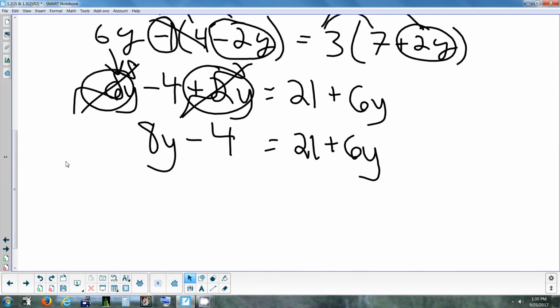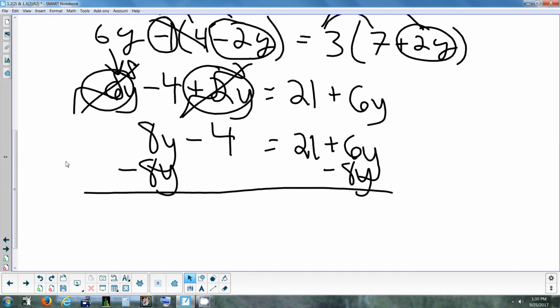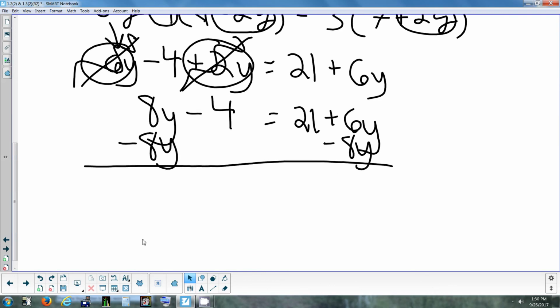But Madison was the first person I asked, so she wants to minus 8y. We can do that, and we can minus 8y. That's perfectly fine. Whatever you do with this step, as long as you balance it, you're fine. What's going to happen at 8y minus 8y? What happens, Madison? That's why we did it, right? We want to move it.